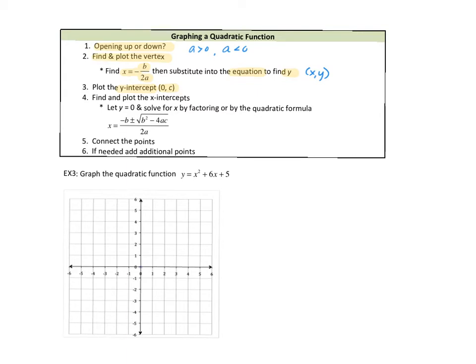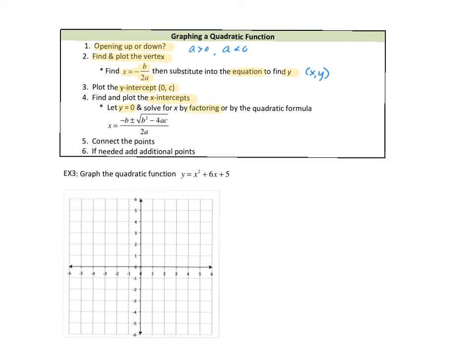Now, how do you find the x-intercepts? So this is where we're finding some points, basically to determine how wide our parabola is. We have the vertex, we know where we start, we know whether it opens up and down, so we know if we're going to draw the parabola up from the vertex or down from the vertex. We just have to know how wide it is by finding other points. So the x-intercepts are found by, remember, we let y be 0, and we solve the equation for x.